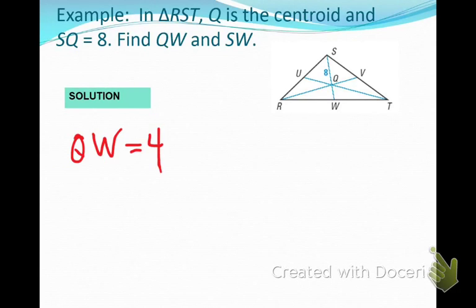Well, what about SW? What would SW be? Eric, what would SW be? Yeah, it's 12. 8 plus 4. Questions?